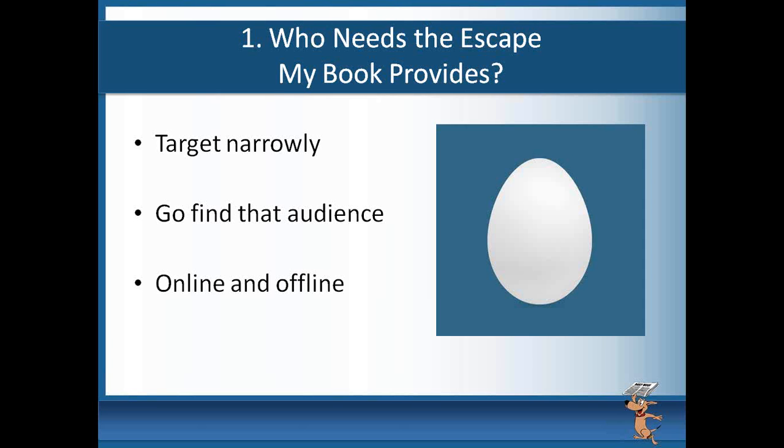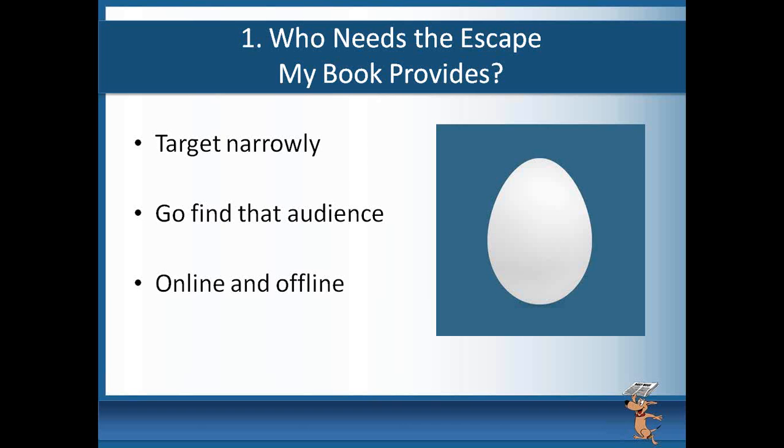You need to know who your audience is. What age are they primarily? Are they of a specific sex, male or female? Maybe a certain religion, certain political persuasion. What are their hobbies? What do they read? What blogs do they go to? Target as narrowly as possible. Go find that audience and promote to them online and offline, and explain to them what the escape is that your book provides.